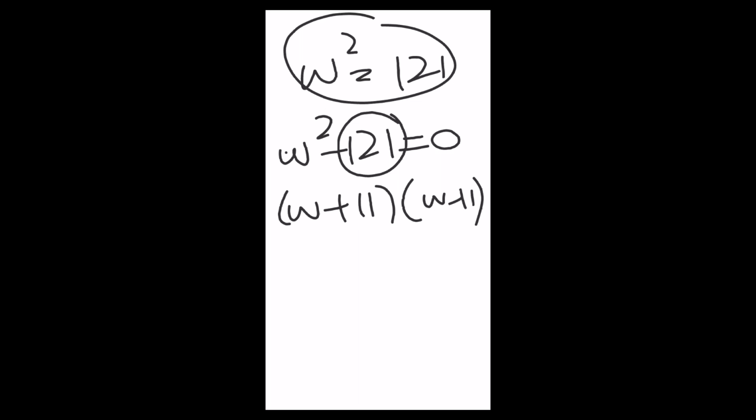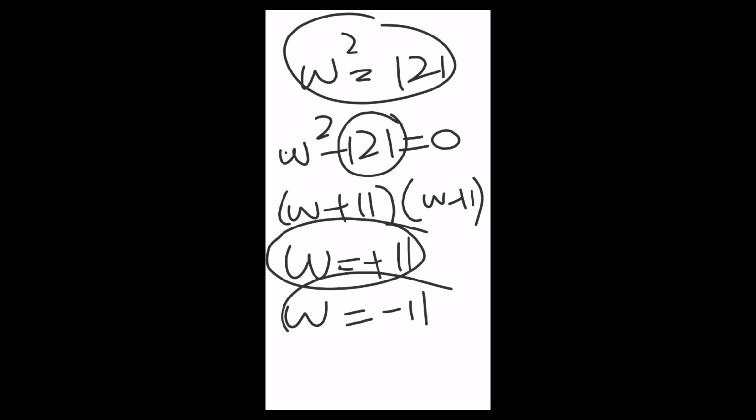Now see, we are solving the quadratic equation. So what we have to do is take out the answer in real numbers. Okay, I'm just writing w equals plus 11 and w equals minus 11. That's your actual answer in the real numbers.